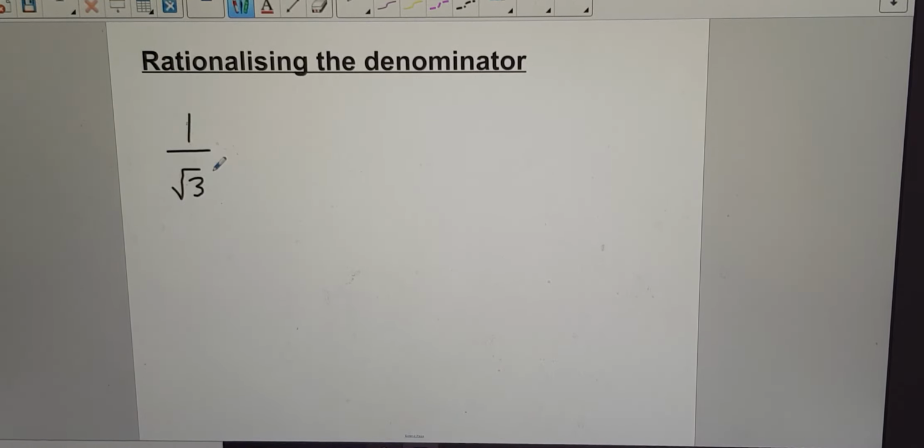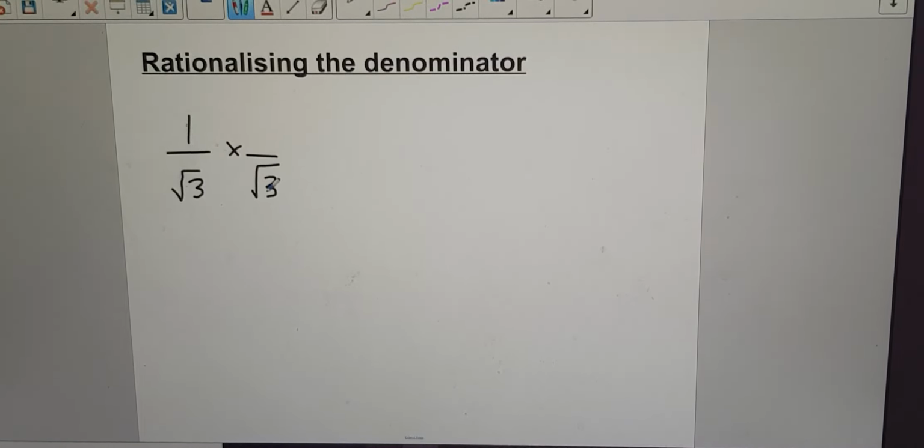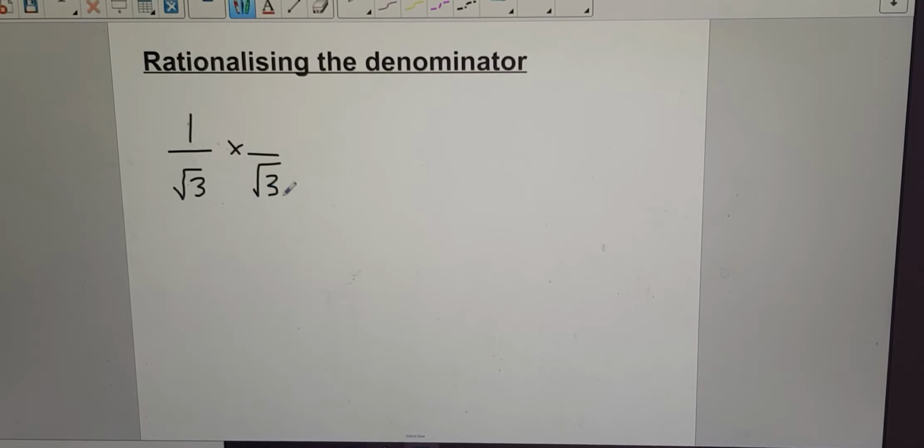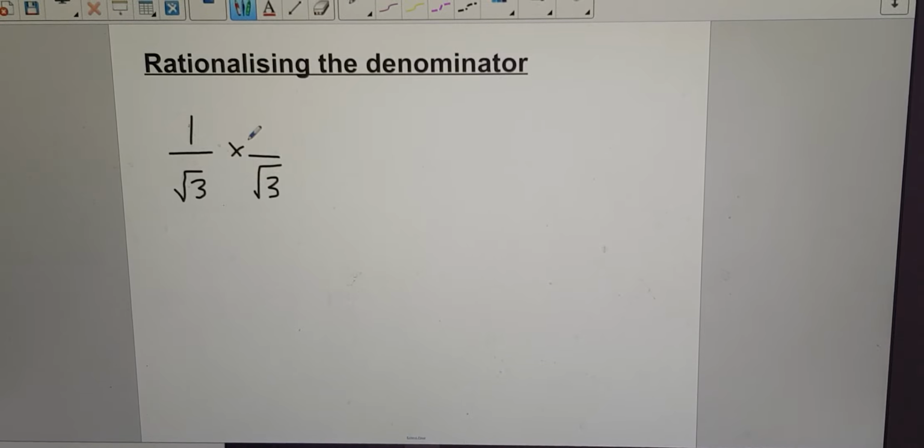So how could I go about doing that? Well, if I multiply square root 3 times square root 3, that will give me square root 9, which is the equivalent of 3. Yeah? So that would work it out. But I don't want to mess up the structure of the number. I want this to be equivalent.